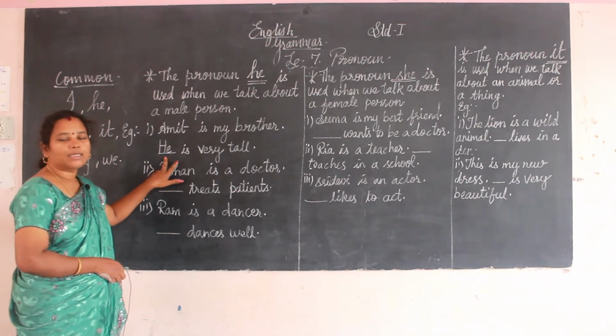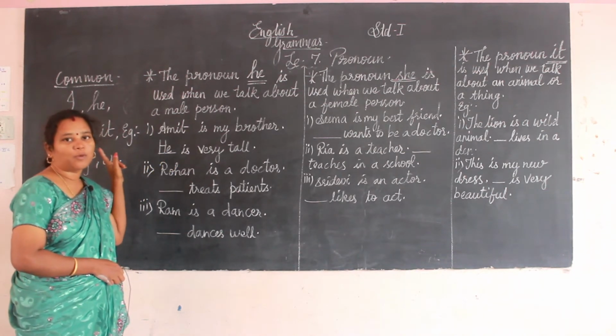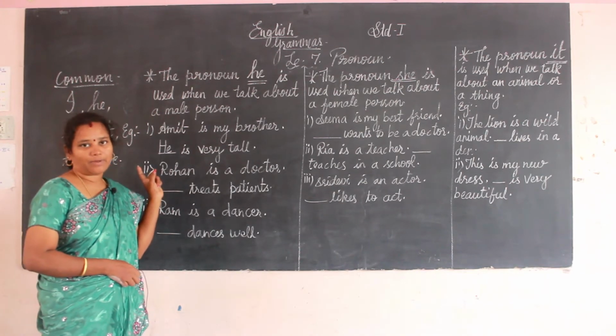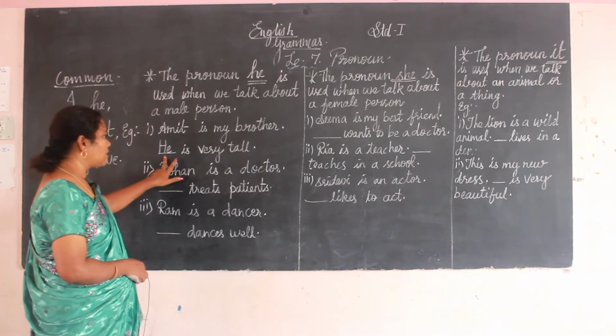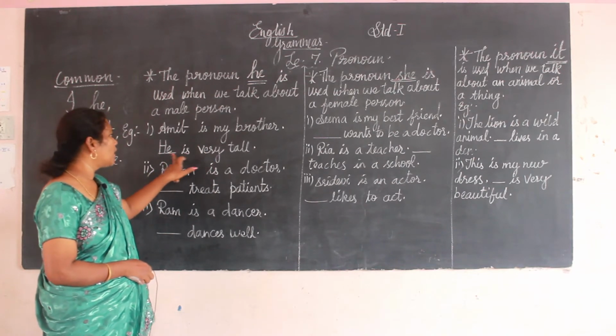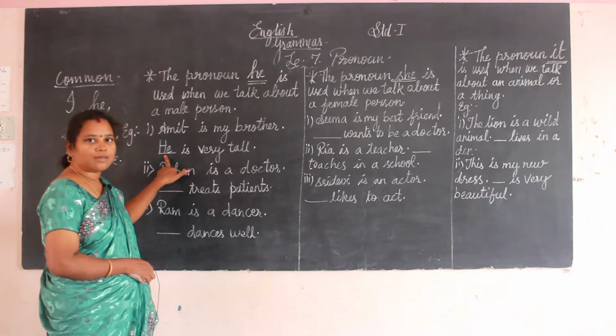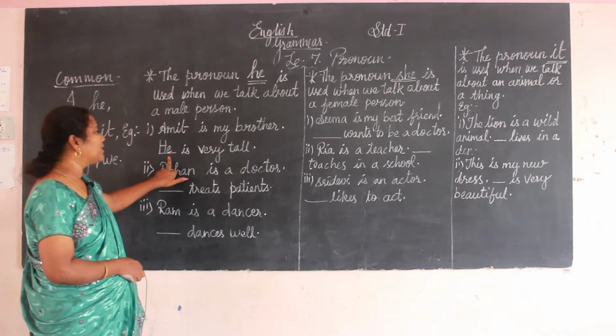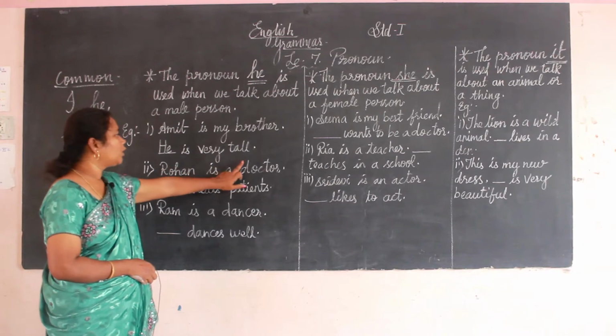We have already seen the use of he in singular and plural forms, and the masculine and feminine gender. So here he is a male person, so we have used he. Amit is a male, so we have used here he is a very tall person.